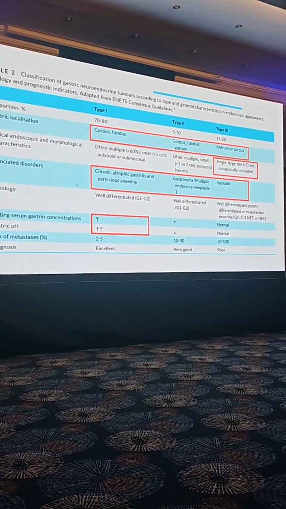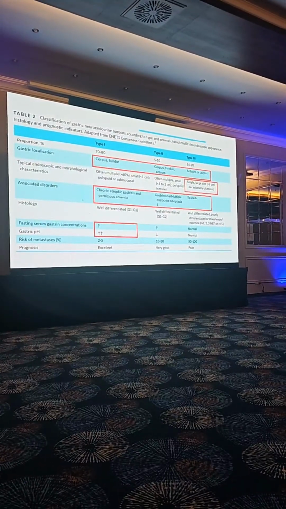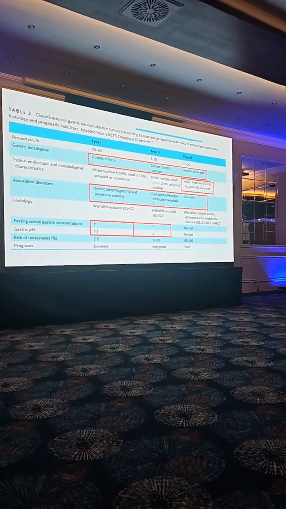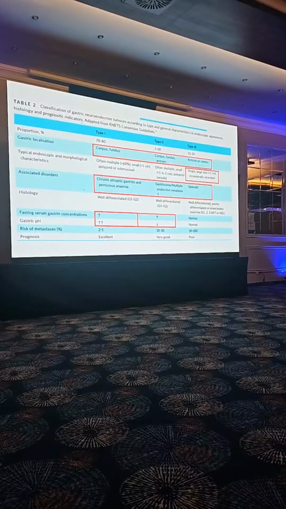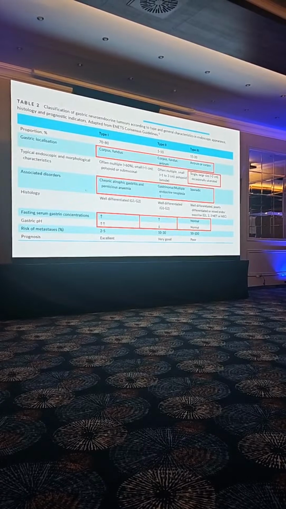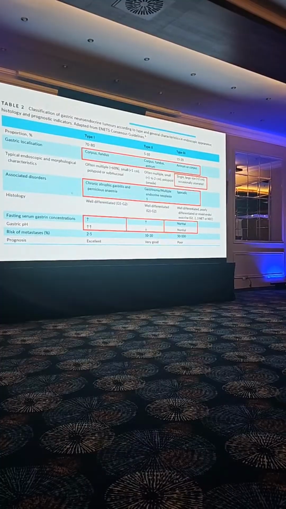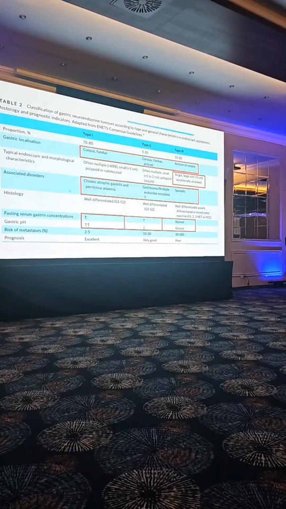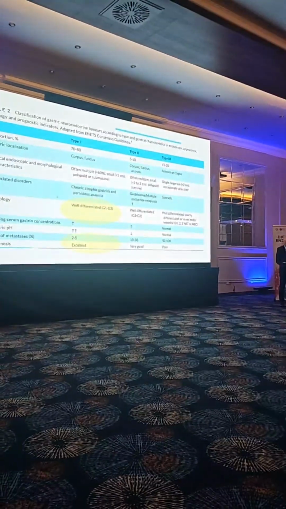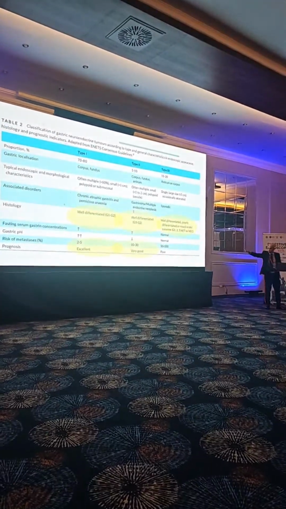But you may want some tests. Type 1, you have increased serum gastrin concentration, and gastric pH is high. Type 2, you have high serum gastrin concentration, but gastric pH is low. And type 3, everything is normal. So based on this, you can make a diagnosis of type 1, 2, and 3 without the need of biopsies. And why is this important? This is important not just for the differentiation, but because of the prognosis.